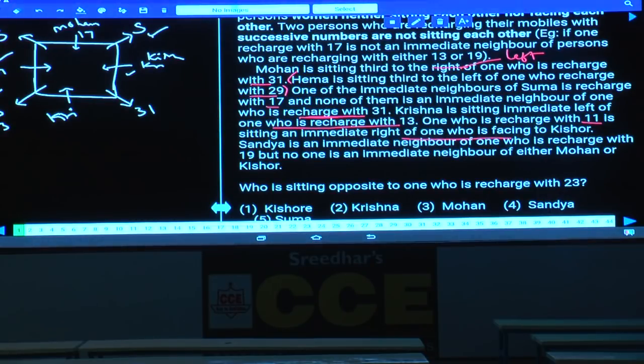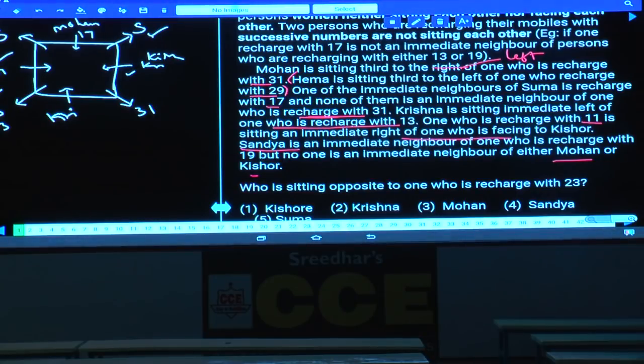Now this Sanjay is an immediate neighbor, but no one is an immediate neighbor of either Mohan or Kishore. Either Mohan or Kishore, no one is seated. Then if you take Mohan and Kishore opposite to each other, is it possible? If Mohan and Kishore are opposite to each other, there is no place left for this Sanjay at all, isn't it?